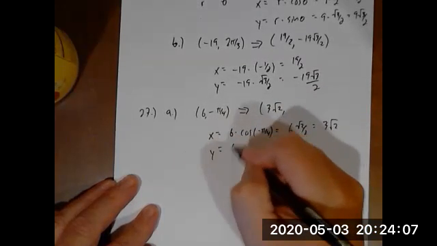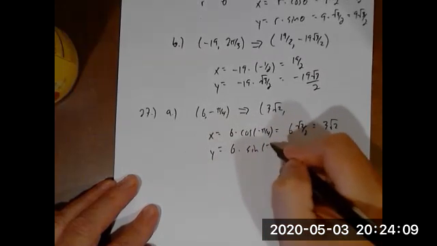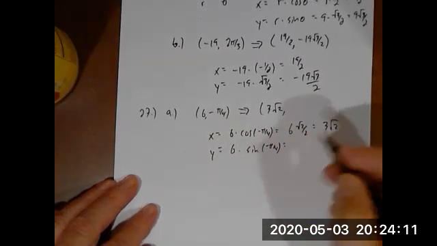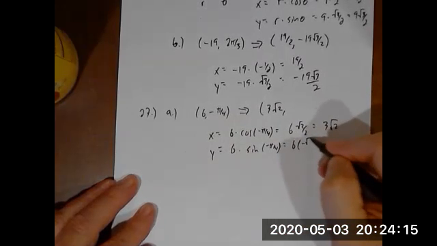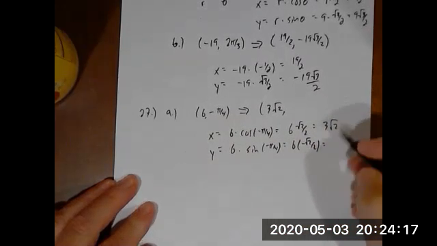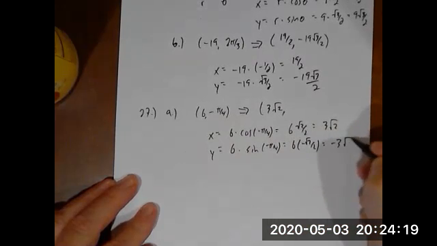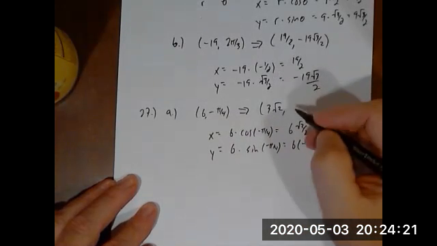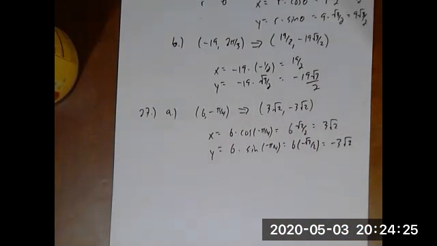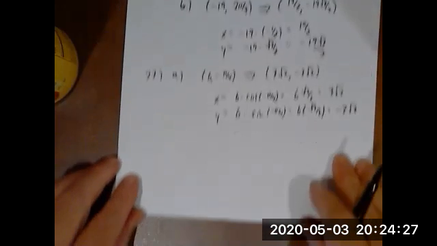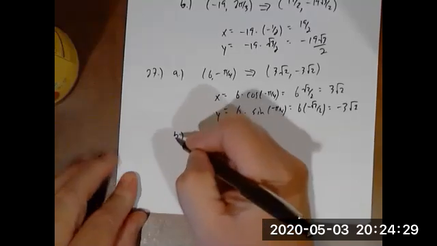And the y is 6 times the sine of negative pi over 4. And that's going to be 6 times negative square root of 2 over 2. So it looks like it's negative 3 square root of 2. And then there's a part B for this one.